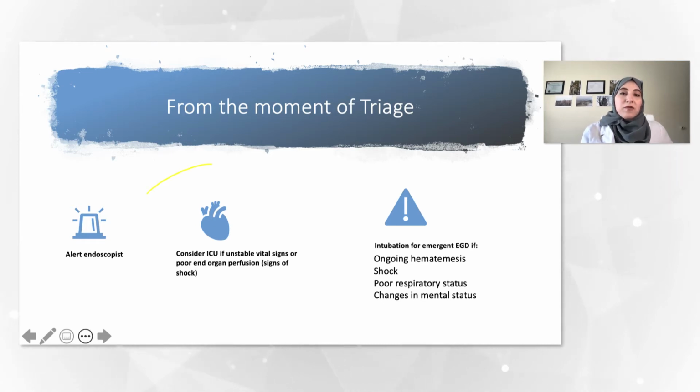Then sometimes you have to consider or notify the ICU if the patient is really unstable. And then sometimes you have to intubate in ER if the patient has ongoing hematemesis that is threatening their airway, or if they have severe shock, or if they have poor respiratory status or changes in their mental status.